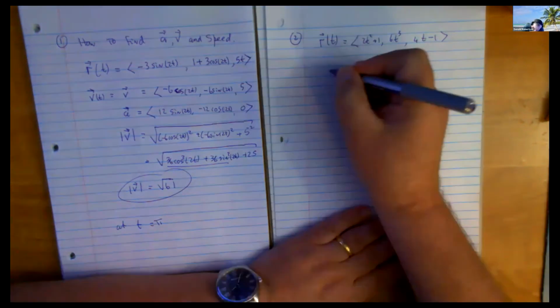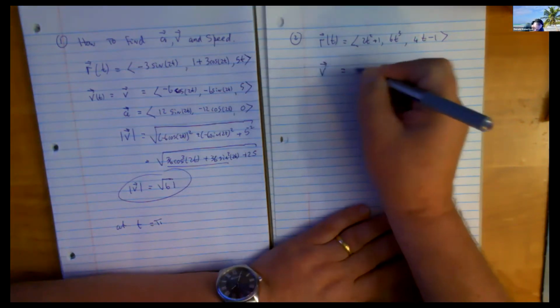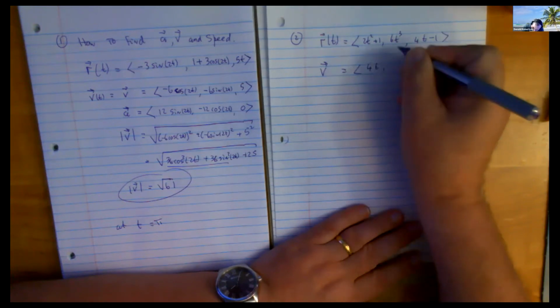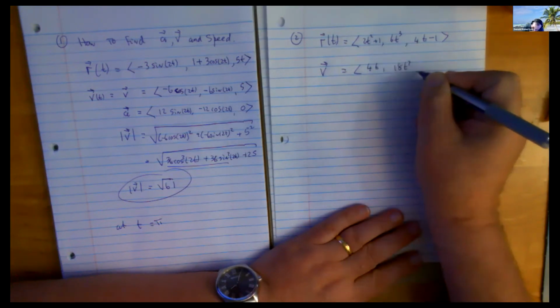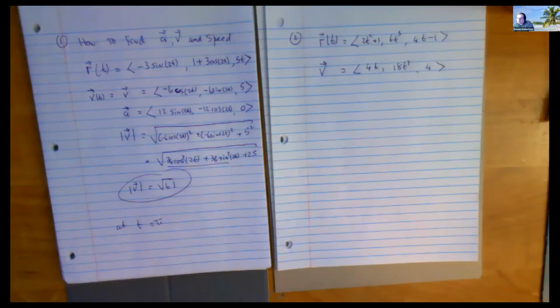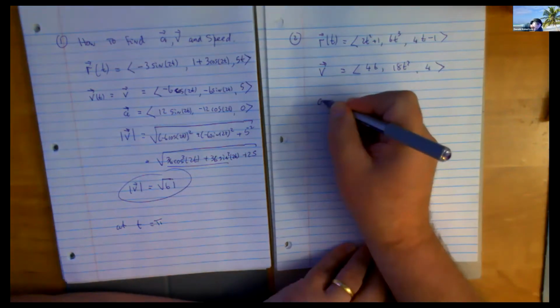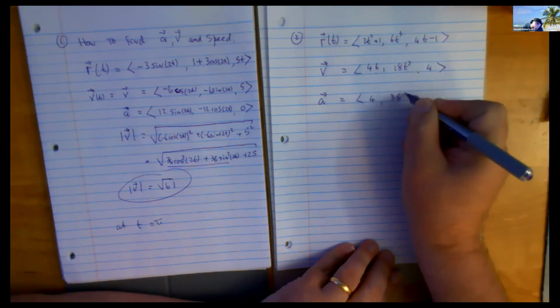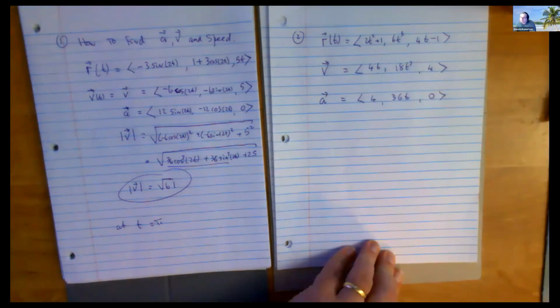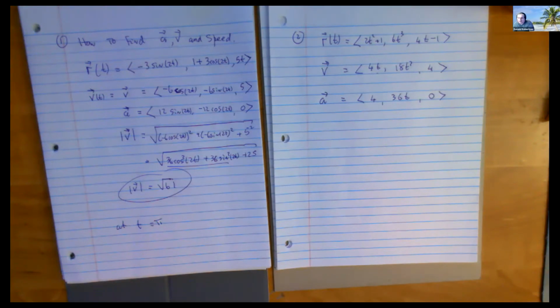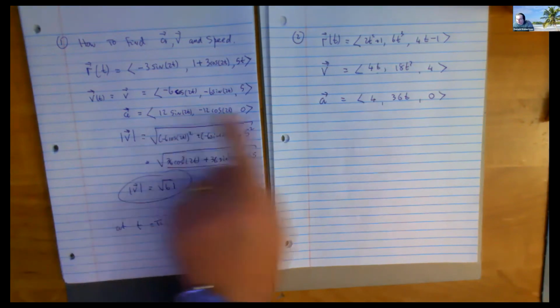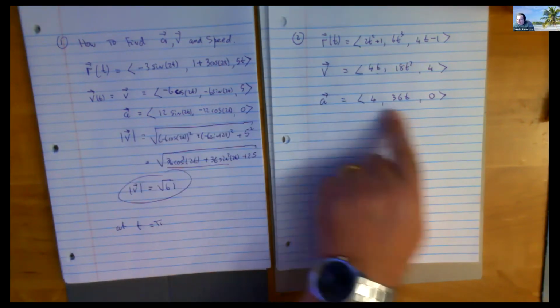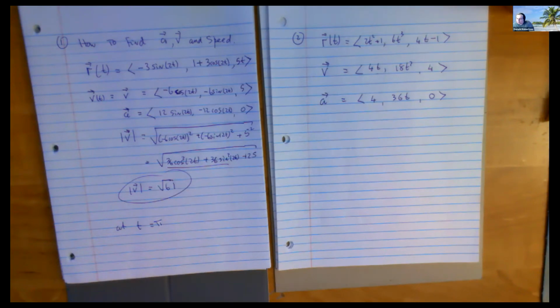But that's fine. The velocity vector then won't it just be 4t, 18t squared, and 4? You agree? And the acceleration vector is 4, 36t, and 0. I mean, you couldn't get much nicer than that. Helixes are nice, but a little bit messy. Isn't this nicer? There's not really a lot of brain power needed to differentiate powers of t.